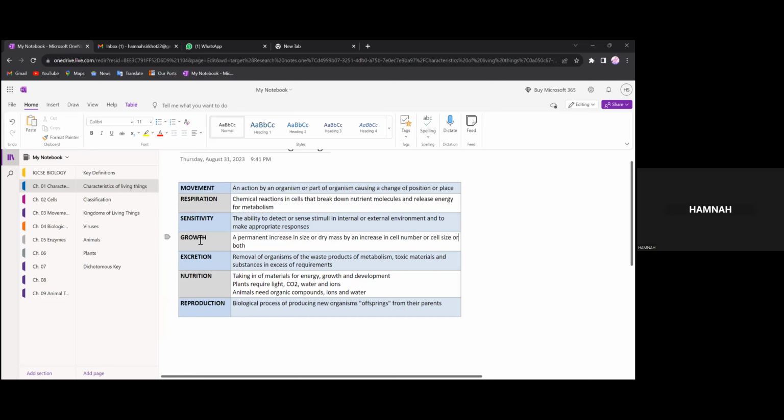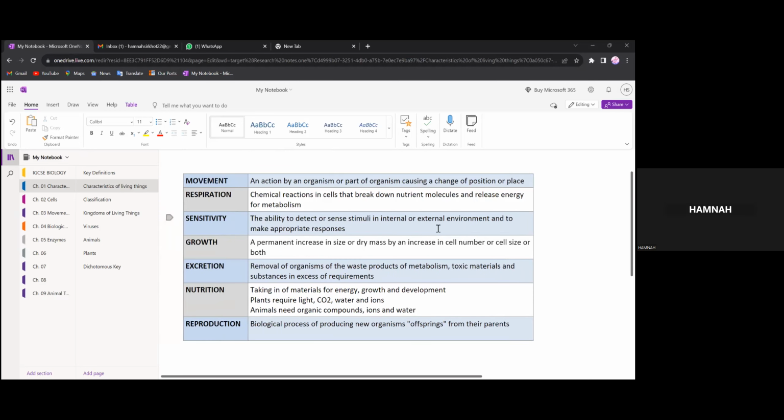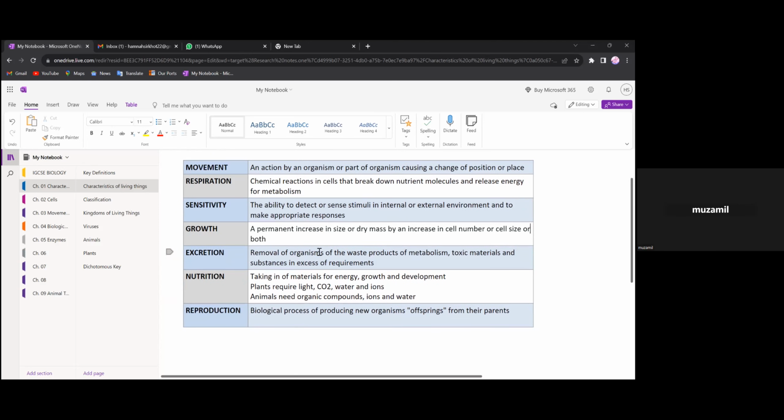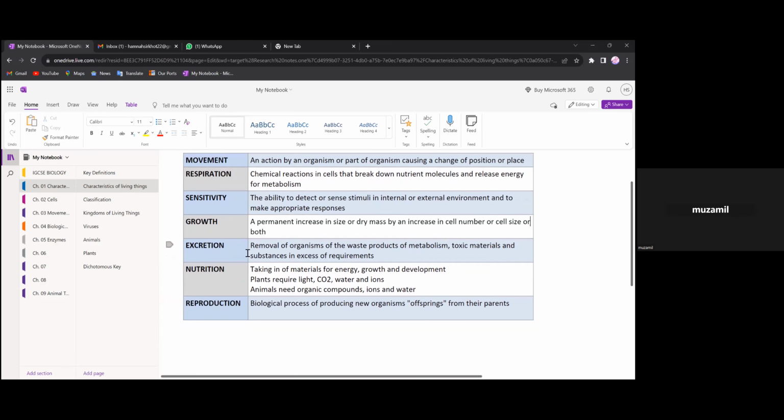So we've got sensitivity out of the way. Now we've got growth. Growth is the permanent increase in size or dry mass by an increase in cell number, cell size, or both. So when we grow, our cell size or the number of cells in our body increase. We can visually see a person growing and their size changing, and their number of cells also changes because their cells are doubling or tripling, right? Excretion. What's excretion?